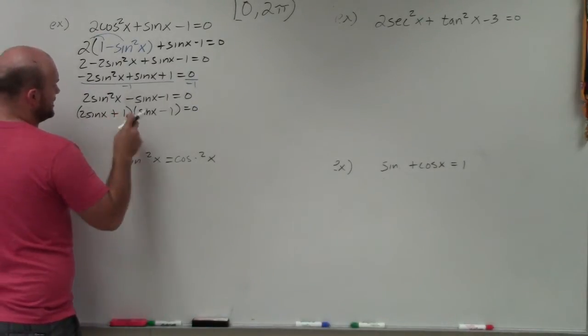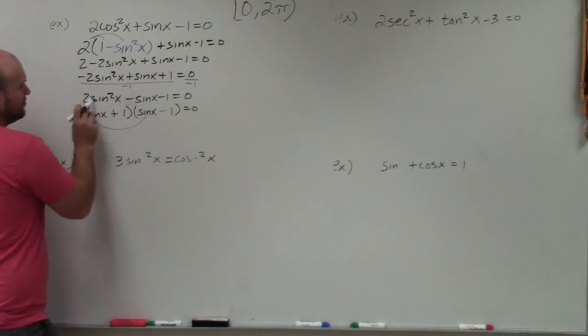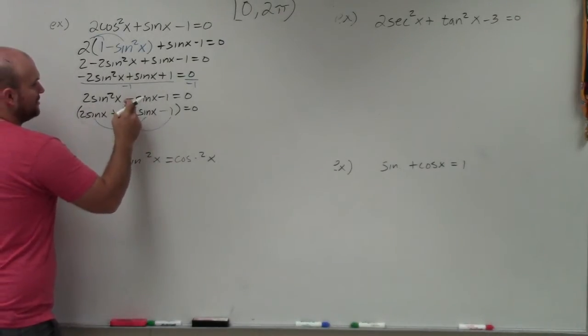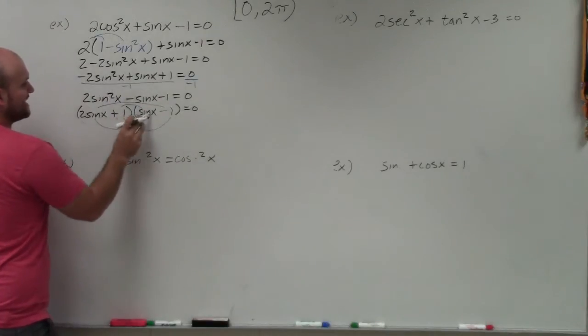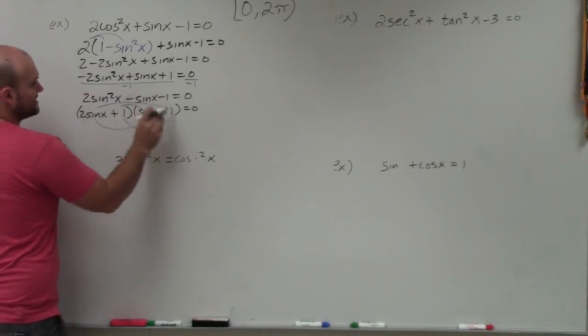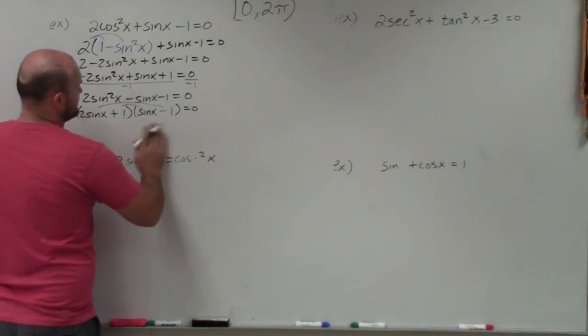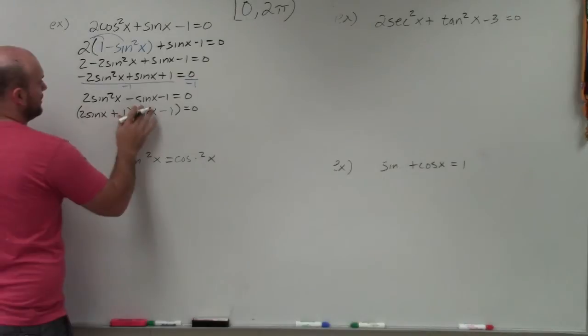Because when you double check your work, these two multiply to give us 2 sine squared. These two give us negative 1. And then my middle terms, sine of x times 1 plus 2 sine of x times negative 1, adds up to give me a negative sine of x. Okay, so you can always check your work by going back and checking FOIL.